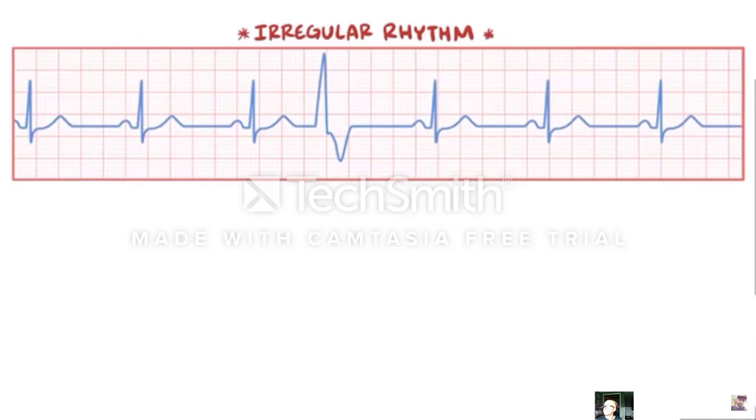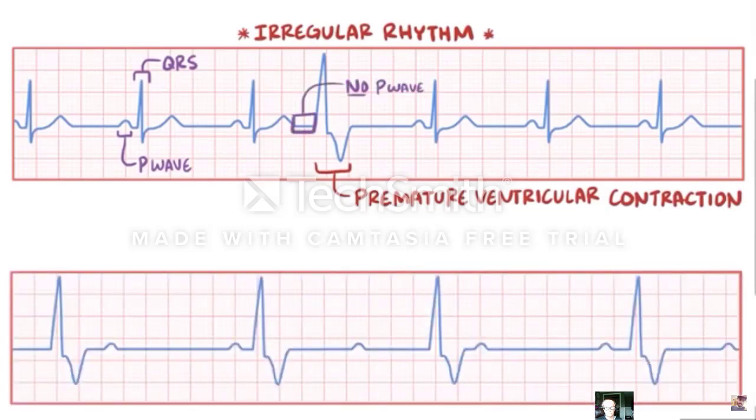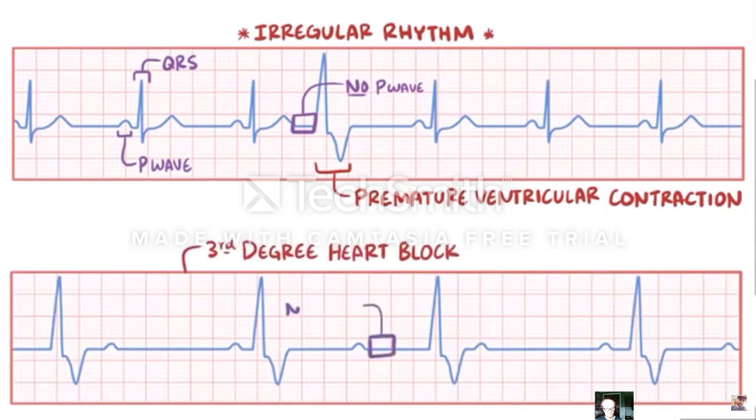Next, you could check for changes in the sequence of the waves, most often involving the two depolarization waves, the P wave and the QRS complex. You can look to make sure that there's a P wave before every QRS complex, as well as a QRS complex after every P wave. For example, if there's a premature ventricular contraction like this, then there might be a QRS complex without a preceding P wave. On the flip side though, if there's a third-degree AV block, then there might be a P wave that's not followed by a QRS complex.